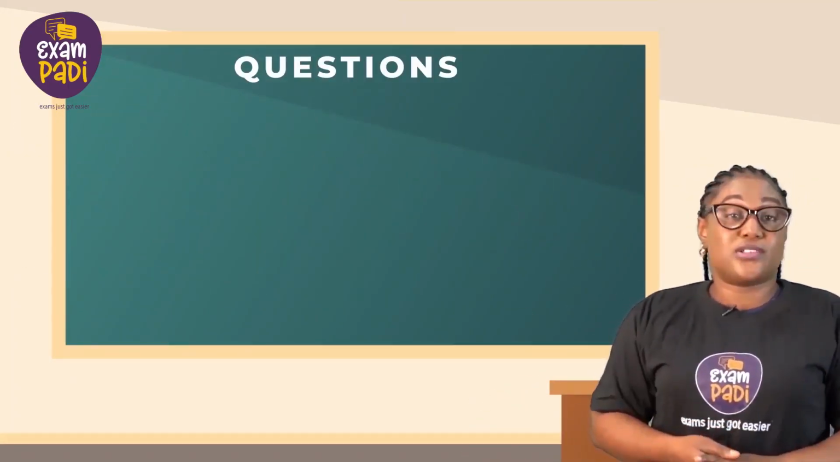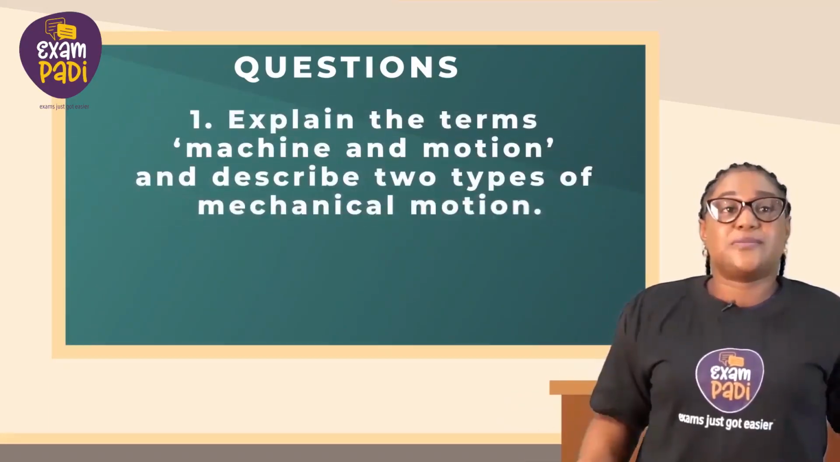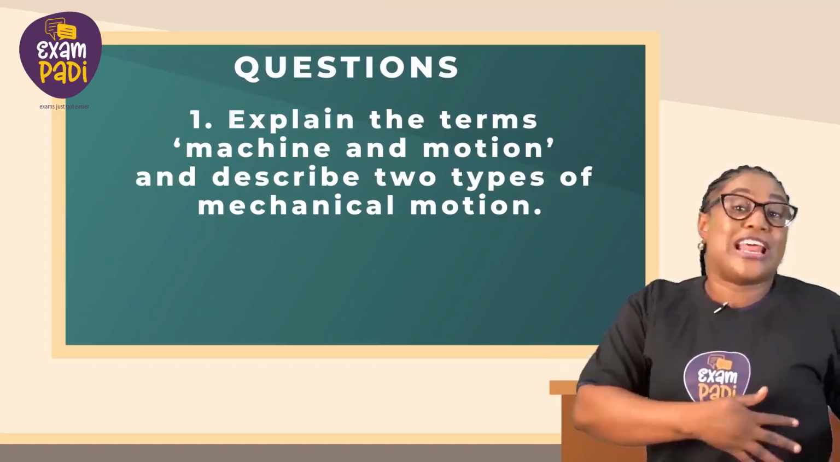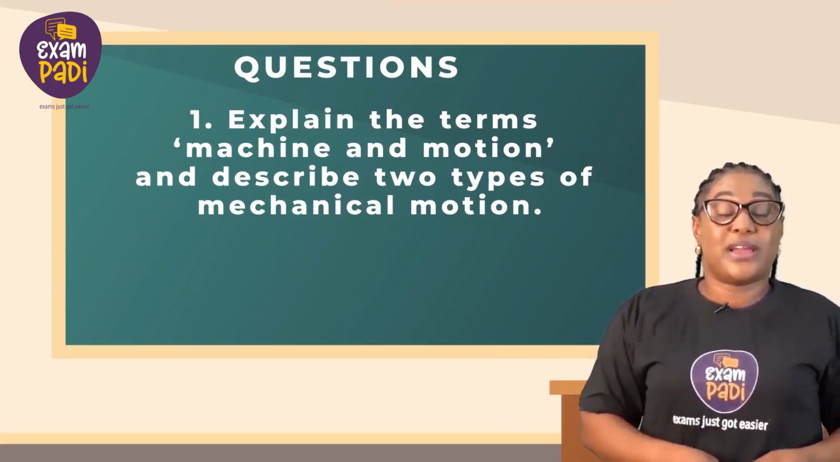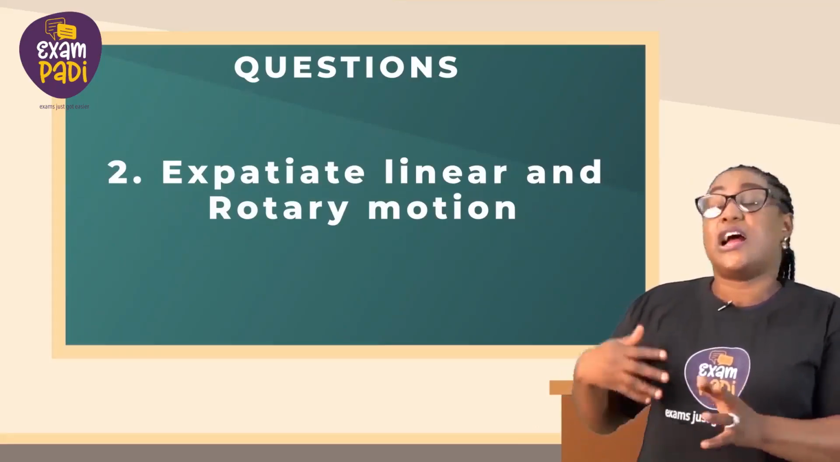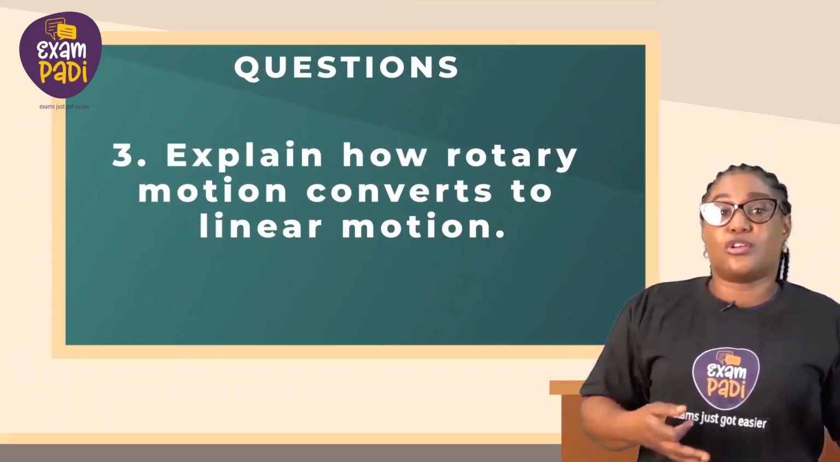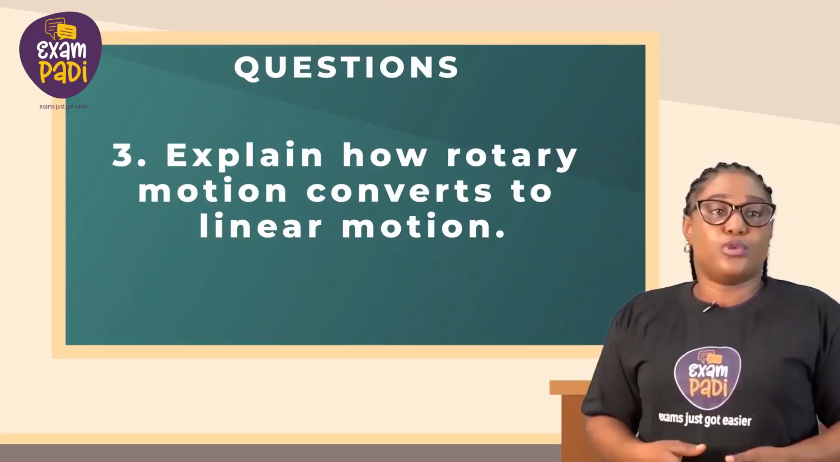Answer the following questions to test your knowledge of the topic. 1. Explain the term machine and motion and describe two types of mechanical motion. 2. Expatiate linear and rotary motion. 3. Explain how rotary motion converts to linear motion.